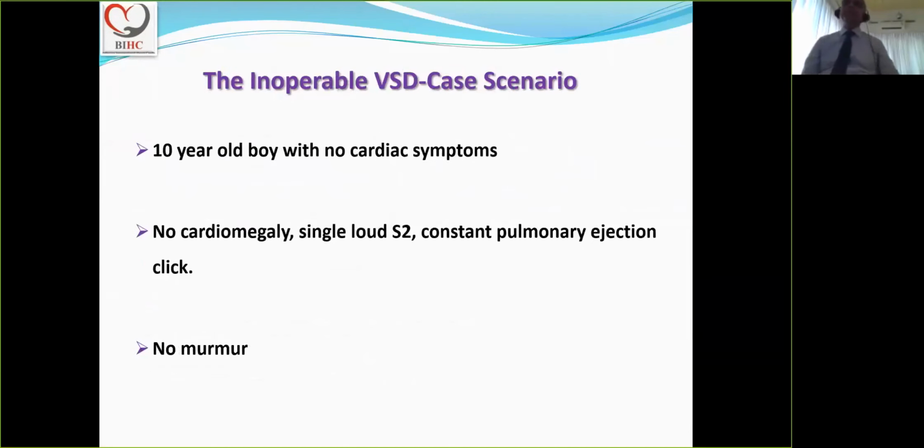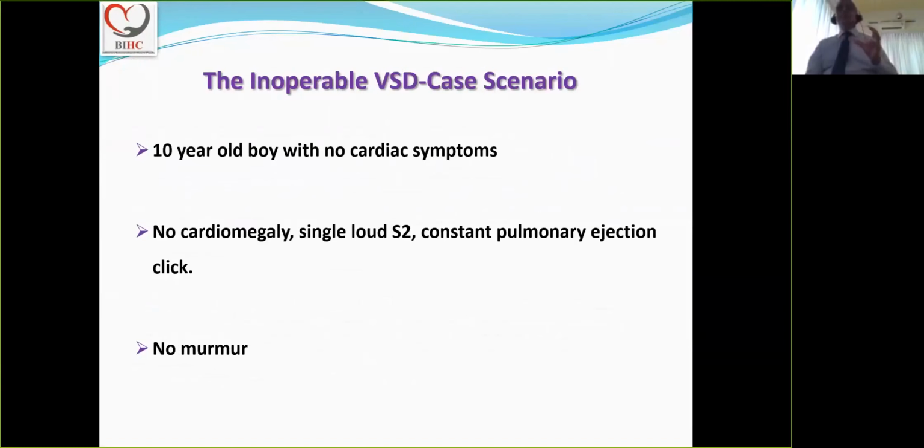And let's look at a typical inoperable patient. This is a 10-year-old boy. He has no cardiac symptoms. Typically, the mother might tell you, oh, this child used to get recurrent chest infections and he was on digoxin and diuretics when he was 3 months and 6 months. But by the time he was a year and a half, he did not require any medicines and he started putting on weight and he has been doing well ever since. A very alarming history.